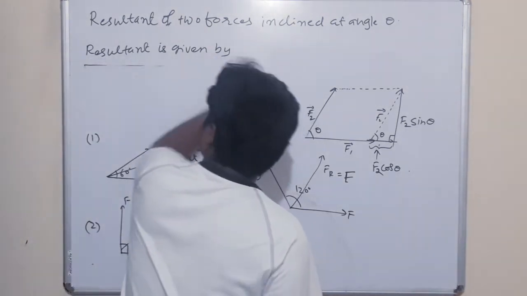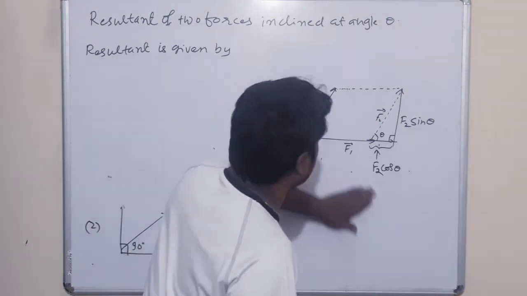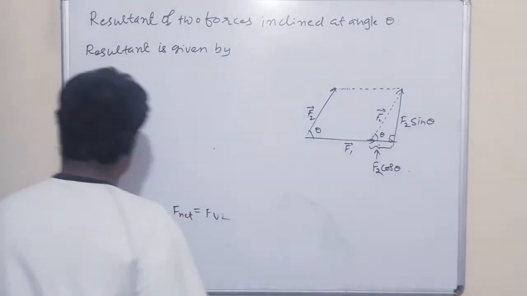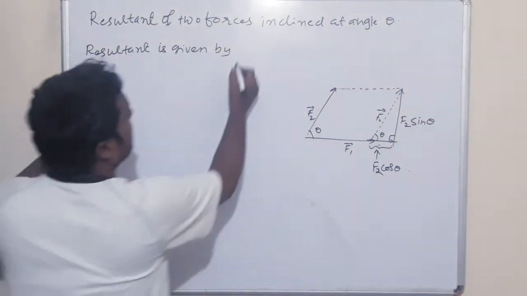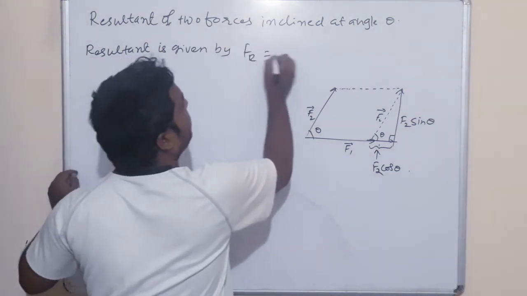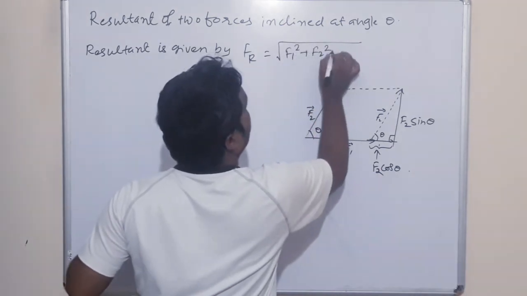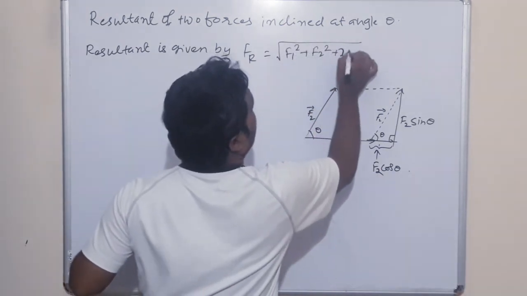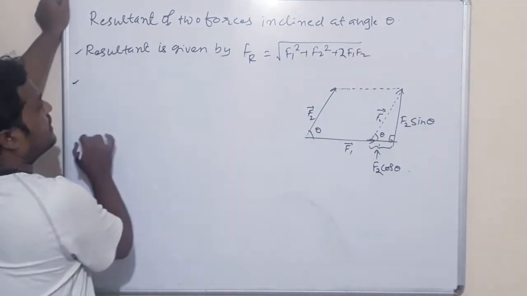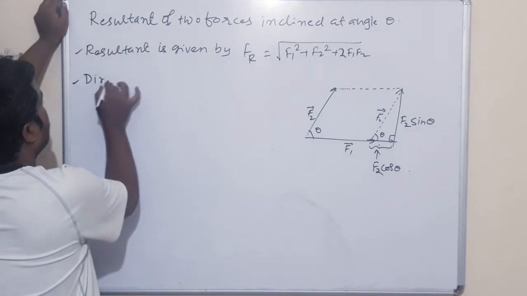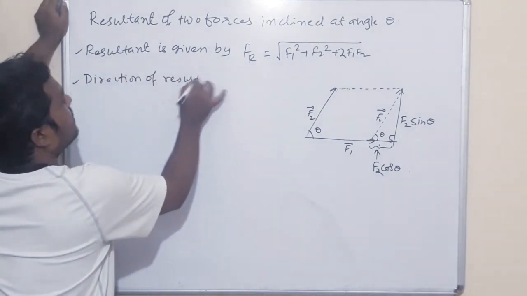Then how to calculate the direction of resultant? All these formulae give me only magnitude of the resultant. Direction of the resultant, how to calculate it? Resultant is given by, see, Fr is equal to, I know what this is, root of F1 square plus F2 square plus 2 times F1 F2 cos theta. Then this is the resultant. Direction of the resultant, how will it be given?